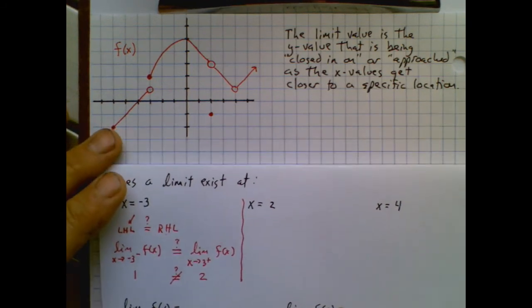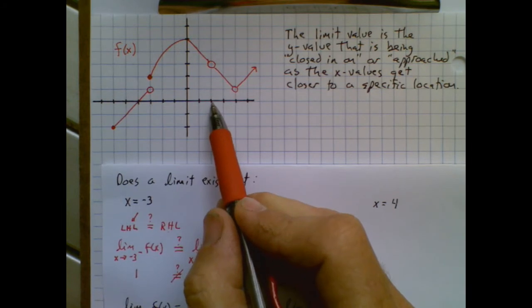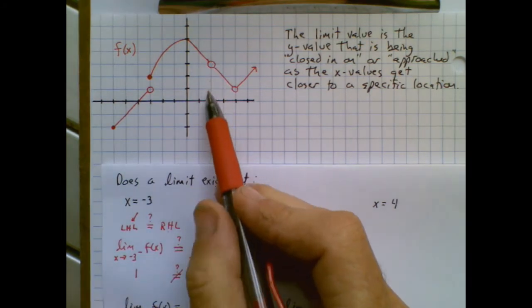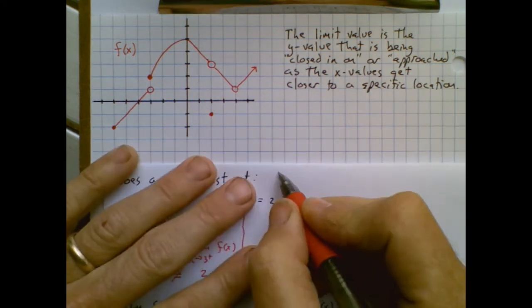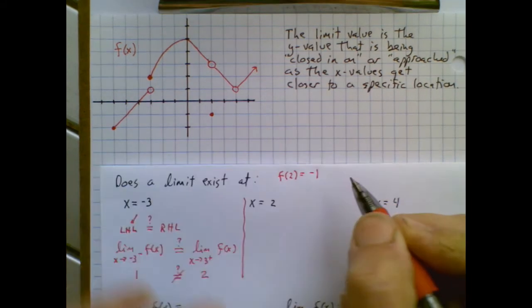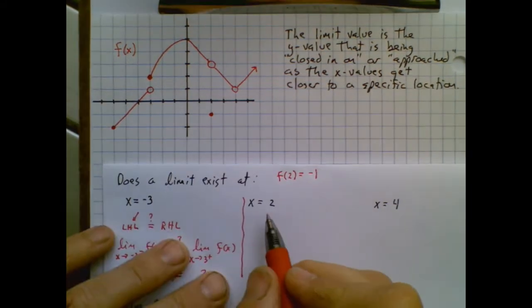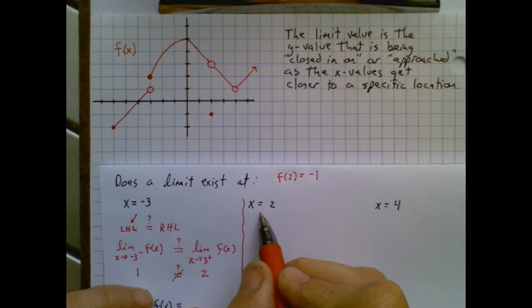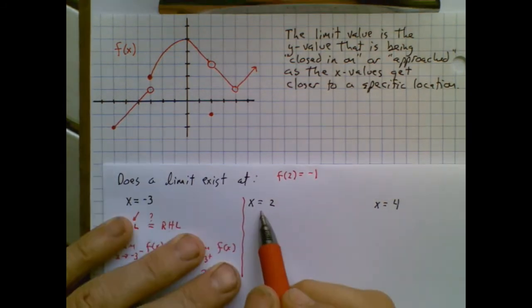Does a limit exist at x equals 2? All right, so at x equals 2, we've got some funkiness. We've got this dot down here. So that really means, by the way, the function value of f of 2 is -1. But I don't care about that because I'm working on a limit right now. So I'm going to look at this informally instead of doing the specific math language in this case.